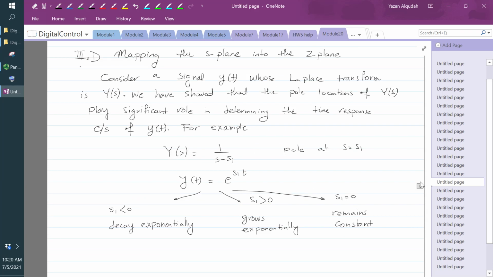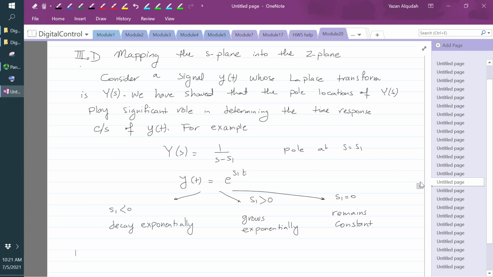Okay, so let's look at next the mapping between the S-plane and the Z-plane. If I have a system that I have the Laplace transform Y(s) for, how do these poles map into the Z domain? If we have a signal y(t) and we have Y(s) for that signal, we showed that the pole locations of Y(s) play the significant role in determining the time response.